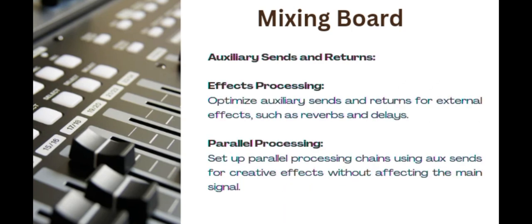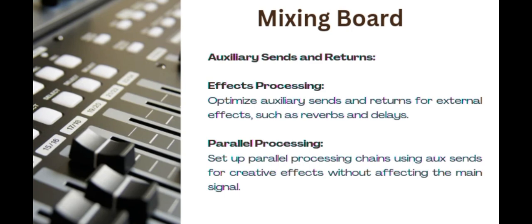Okay, auxiliary sends and returns. Effect processing. Optimize auxiliary sends and returns for external effects such as reverbs and delays. If you could remember, I talked about external effects when I was talking about the analog mixer. So this is what they are talking about. So they said optimize auxiliary sends and returns for external effects such as reverbs and delays. So what do sends mean? Send means out, and return means in. So that's the term.